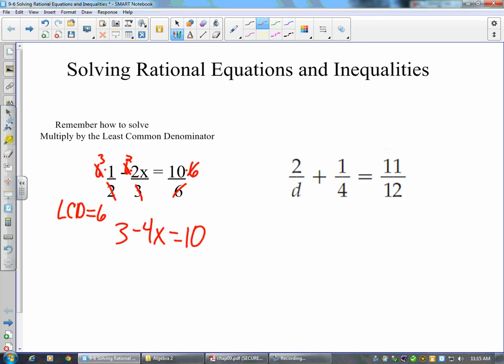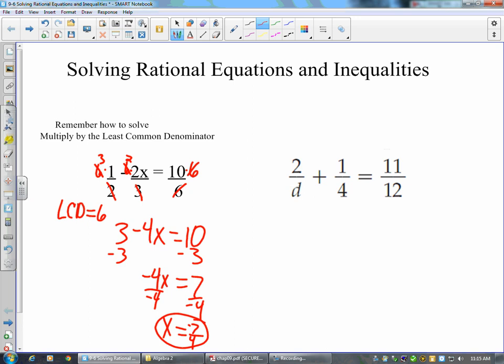From here, the problem is a lot easier, and we can just solve it by minusing 3 to both sides. We're left with a minus 4x equals 7, and divide by minus 4, divide by minus 4, and you're left with x equals, well, negative 7 fourths. Okay?